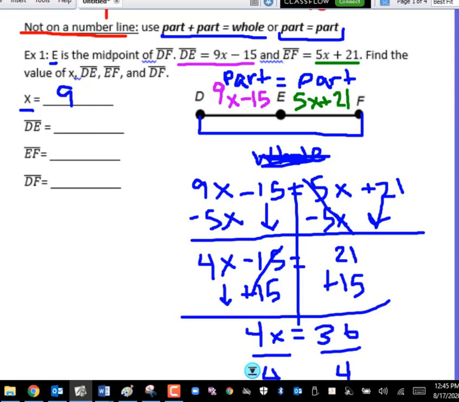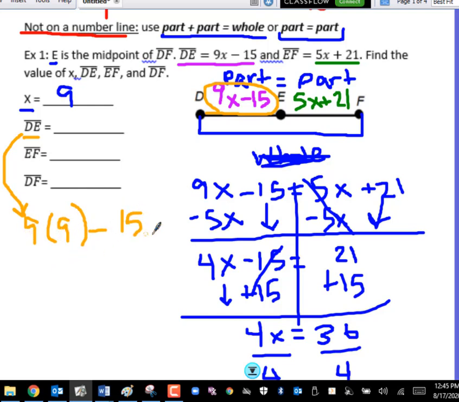Okay, the next part is they want to know all the individual pieces of this line. How much are they without an x? So you're going to have to plug x in. First they want to know what's DE. Well, we said DE was right here, 9x minus 15. So what am I going to do? Well, I'm going to plug in 9 where the x is. I'm going to do a little arrow so you can see. 9 times 9 minus 15.